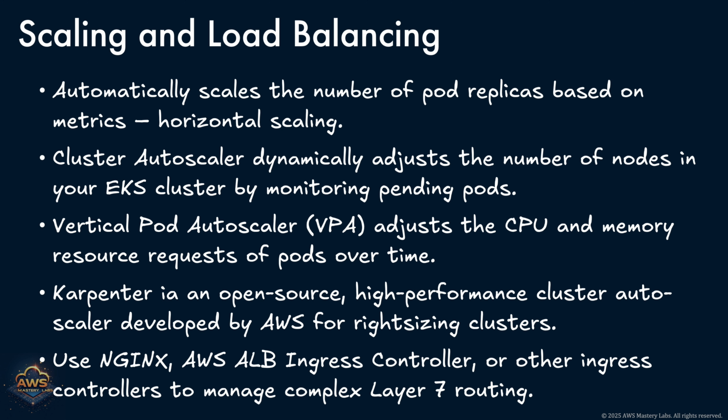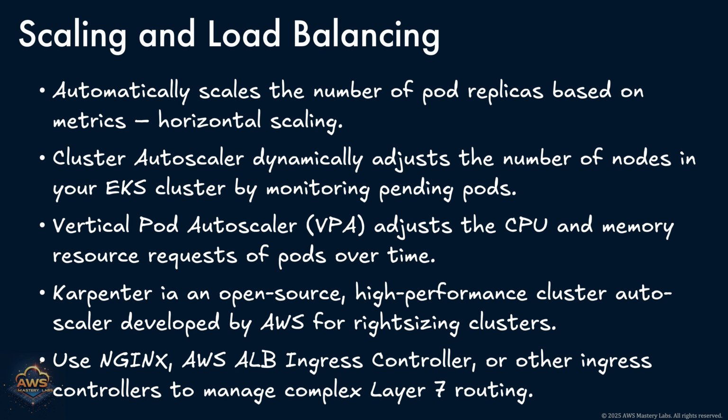When it comes to traffic distribution, Kubernetes services of type LoadBalancer integrate with AWS Elastic Load Balancers, allowing incoming traffic to be evenly distributed across healthy pods. For more advanced routing needs, ingress controllers like Nginx or the AWS ALB ingress controller allow for layer 7 routing. This means you can route requests based on path, hostname, or even perform TLS termination, all from a single endpoint.